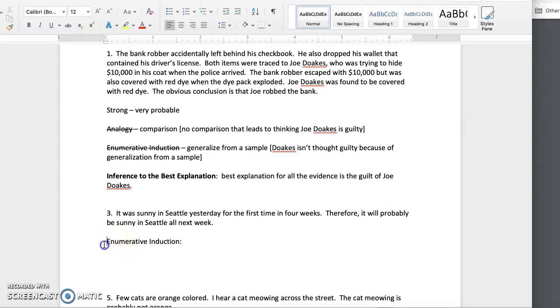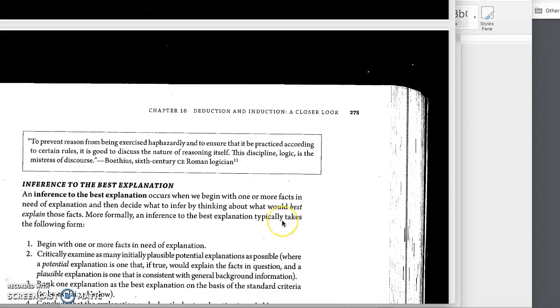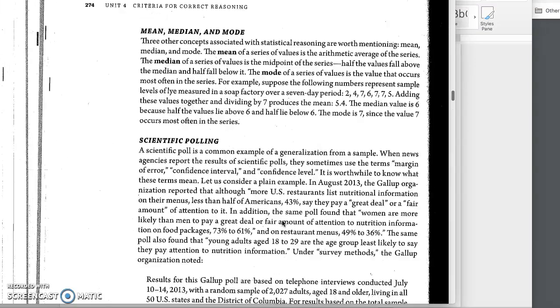All right. Now, strong or weak, hopefully you can see that this is a very weak argument. And if you think about why it's weak, again, if you go back to the chapter, I'm going to pull it up here, and you go to the section on enumerative induction.